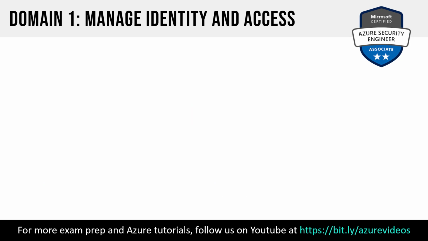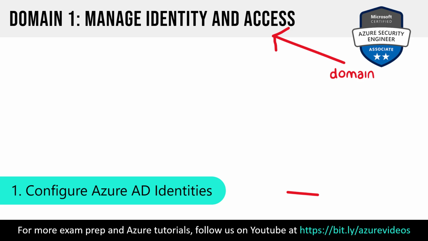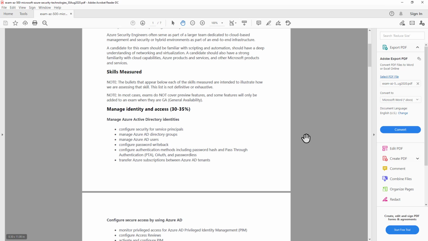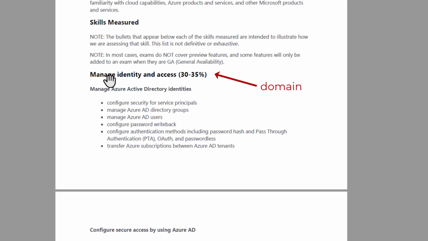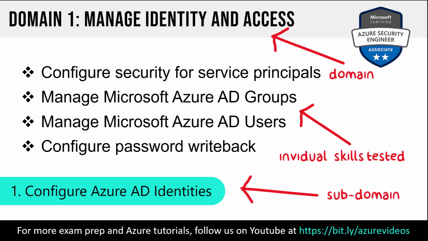So the series is laid out much like the AZ-500 skills measured. At the top of a slide, when I'm showing you the skills information, you'll see the knowledge domain at the top. You'll see those level 2 headings beneath. I call those the subdomains. And then you'll see the bullet list items, which are the individual skills tested. If I were to just show you the AZ-500 skills measured, it's the very same thing. You see the domain, you see that level 2 heading, the subdomain, and then the individual skills tested. Simple as that. And if you follow this series, it's going to follow the skills tested from domain 1 to domain 2 in order.